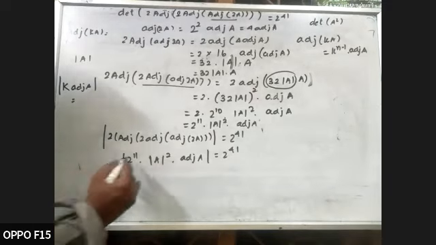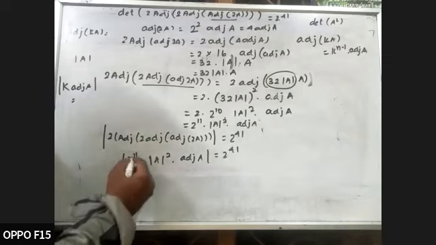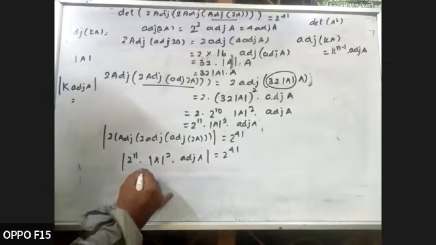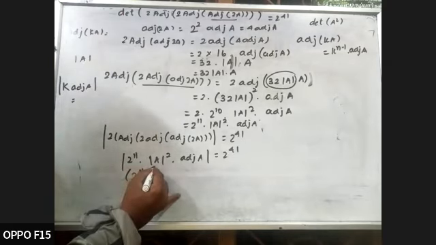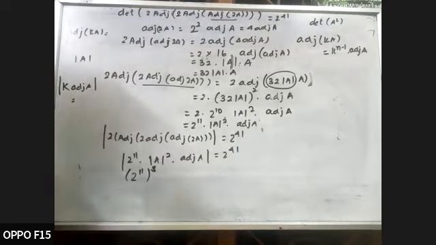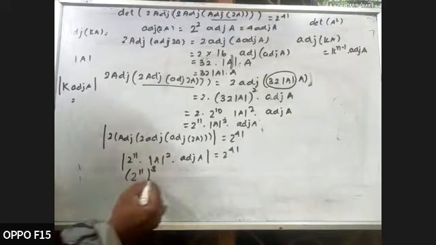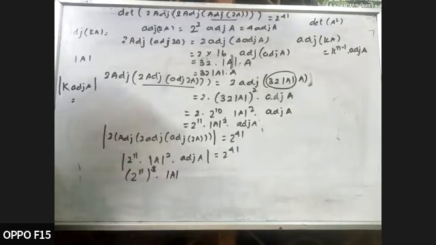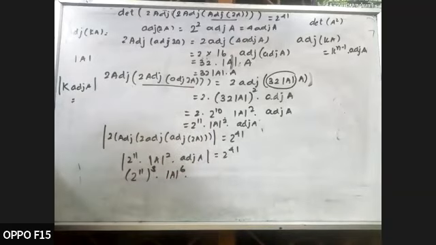So how can we write this? We have 2 power 11, right? When we say 2 power 11, this becomes 2 power 11 whole power n minus 1, which is equals to 2 power 3, right? Which is equals to power 3 n, k power n, which is equals to k power n into the next one, determinant of A power square is there, right? For that the power should be 3, so power 6. Next, into determinant of adjoint of A.